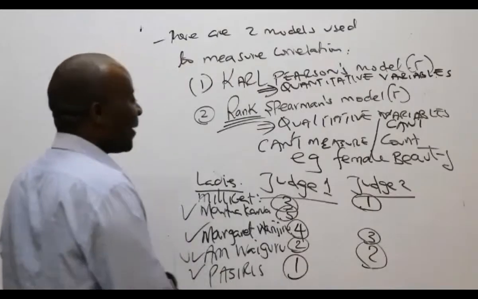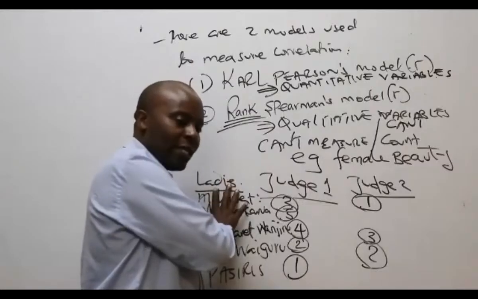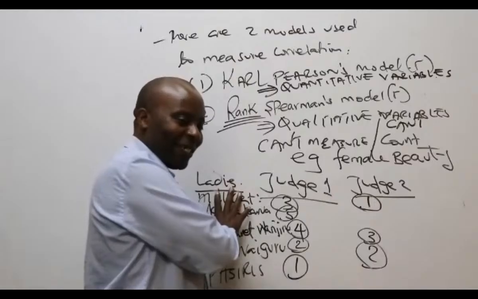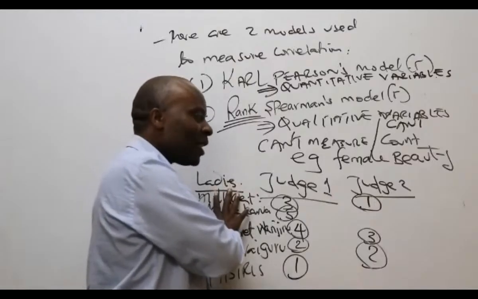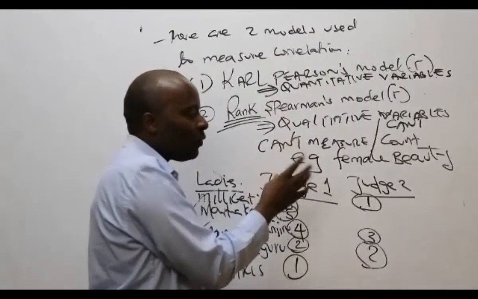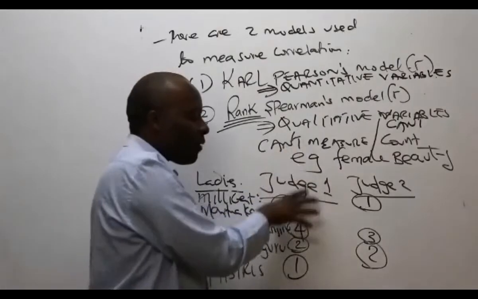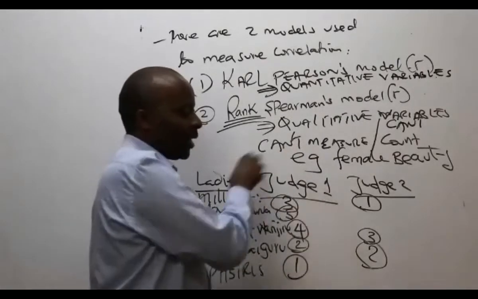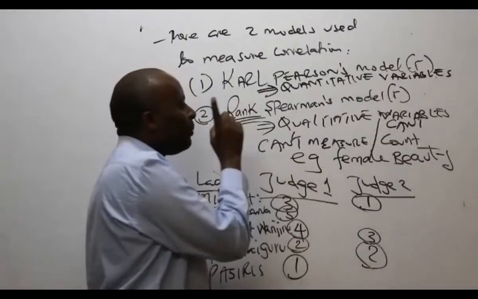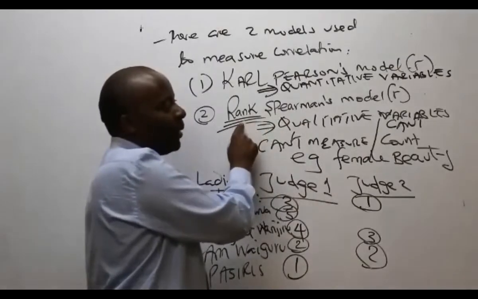This is a qualitative variable. Female beauty, you can't attach a value to it. And for all qualitative variables, the only way to measure them is to have various judges ranking them. And if it is ranks that you have, ladies and gentlemen, then the only model you can use is the Spearman's ranks model.